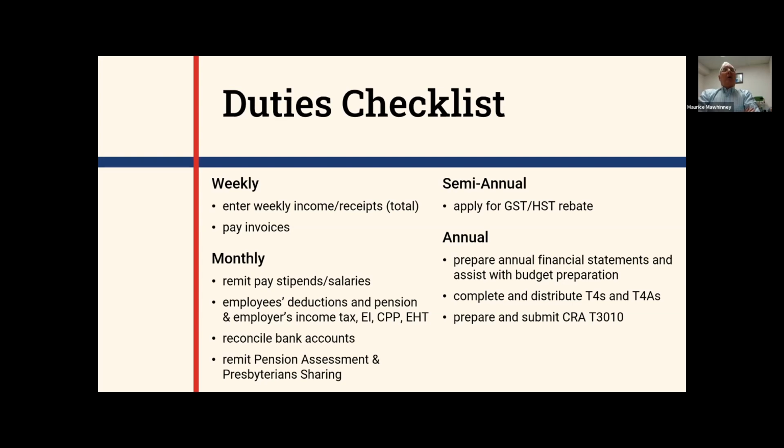Semi-annually, you can apply for the HST and the GST rebates. And then annually, you need to prepare the financial statements and assist with the budget, and prepare the T4s and T4As. That will generally be done in January, February, and then preparing and submitting to CRA your T3010 in June if you've got a December year end.